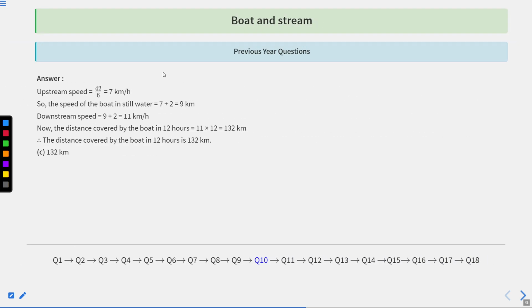Now, upstream speed equals 42 upon 6, and that is 7 kilometers per hour. So the speed of the boat in still water is 7 plus 2 equals 9 kilometers per hour, and downstream speed is equal to 9 plus 2 equals 11 kilometers per hour. So now the distance covered by the boat in 12 hours is 11 times 12 equals 132 kilometers. Therefore, the distance covered by the boat in 12 hours is 132 kilometers.